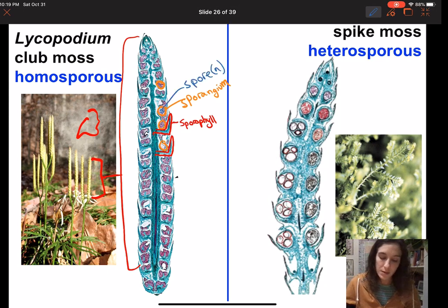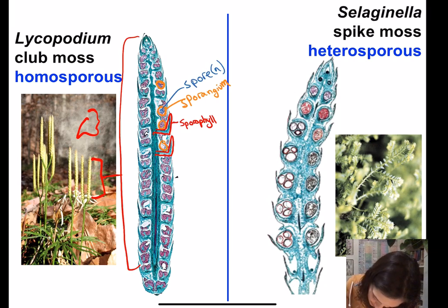Spike mosses. A little bit different. Selaginella is heterosporous. They don't just have one type of spore, they have two types of spores. They're both haploid, but one of them is much smaller. So notice we've got these tiny little spores over here. You can barely even see my little pen tapping here. These are microspores.